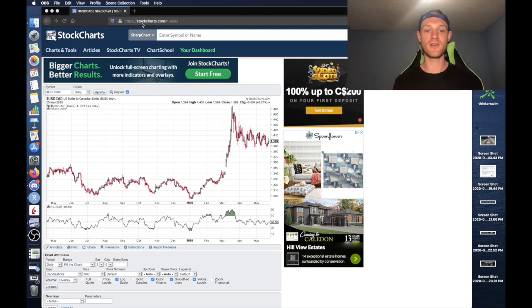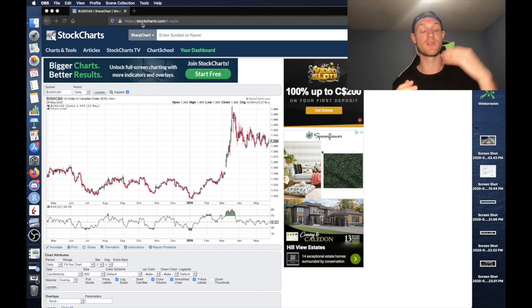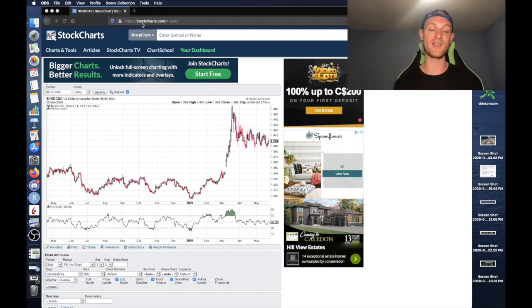What we're gonna be trading on is the USD CAD. And it's a very simple strategy. We're gonna be selling the USD CAD when the RSI goes above 70, and we're gonna be buying the USD CAD when the RSI goes below 30.